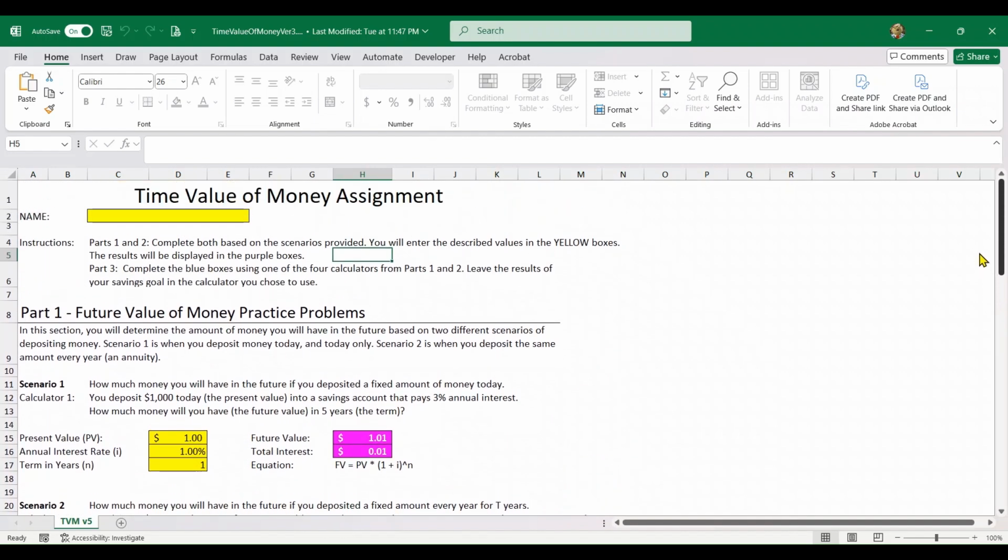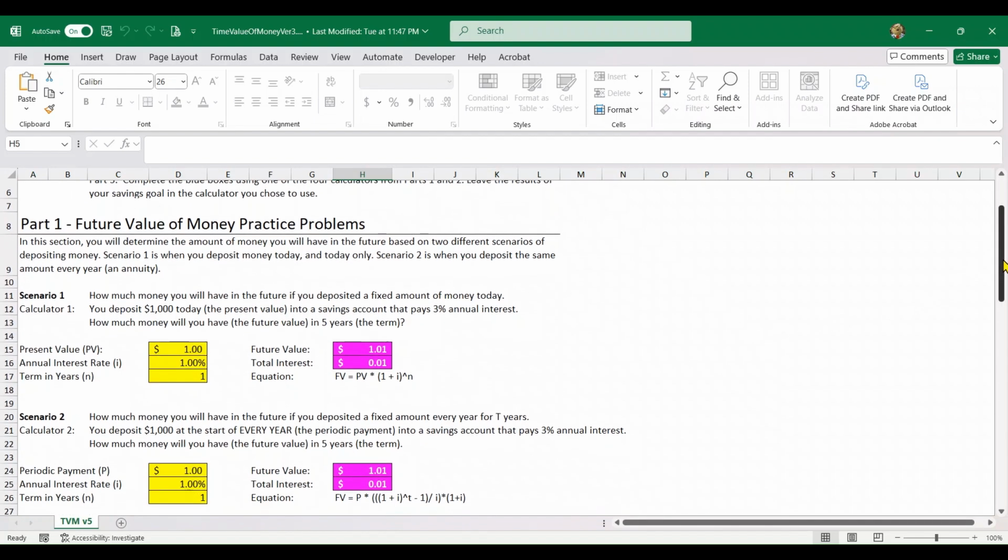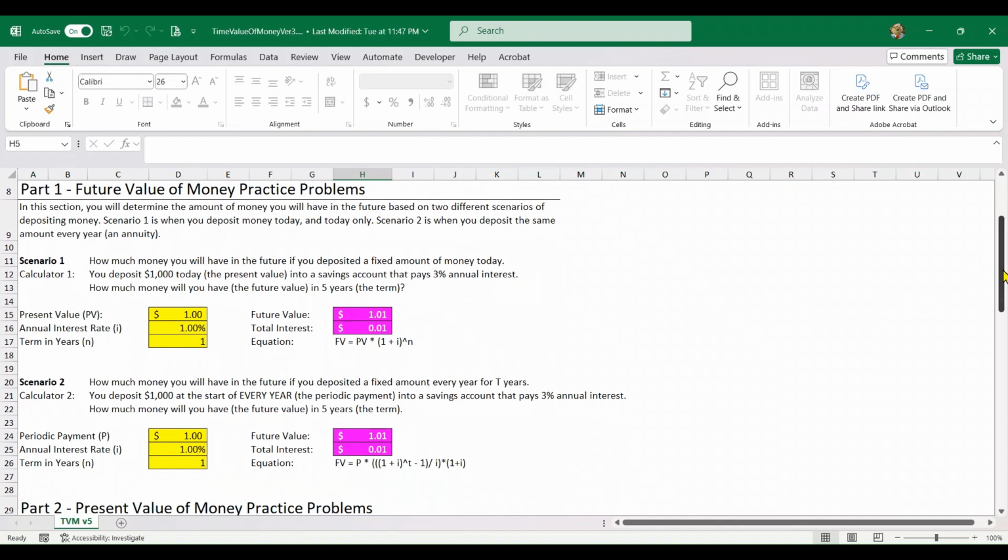So let's take a quick look at this worksheet. You're going to put your work in the yellow boxes for parts 1 and 2, and your answers are going to come out here in the purple boxes. So in the first part, we're going to look at the future value of money. What the future value of money says is, if I have money which I deposit now, what's that money going to be worth in the future?